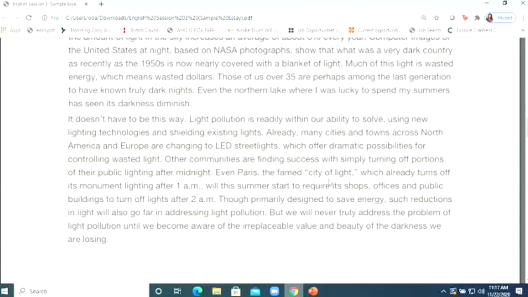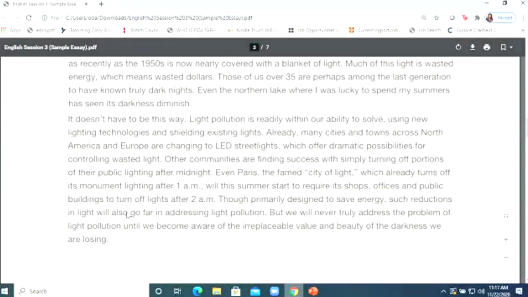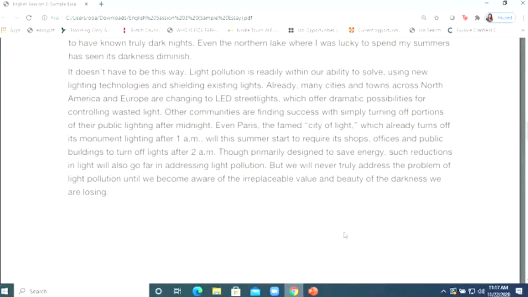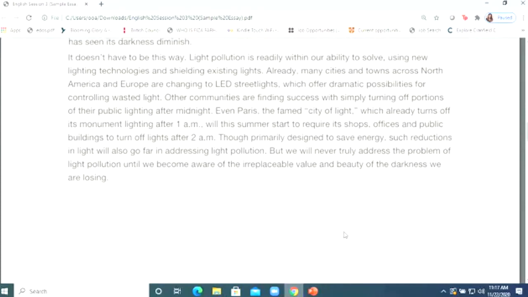Even Paris, the famed city of light, which already turns off its monument lighting after 1 a.m., will this summer start to require its shops, offices, and public buildings to turn off lights after 2 a.m. Though primarily designed to save energy, such reductions in light will also go far in addressing light pollution. But we will never truly address the problem of light pollution until we become aware of the irreplaceable value and beauty of the darkness we are losing. Once again, facts have been stated, emotional appeal has been used.